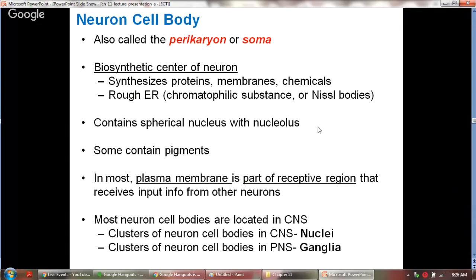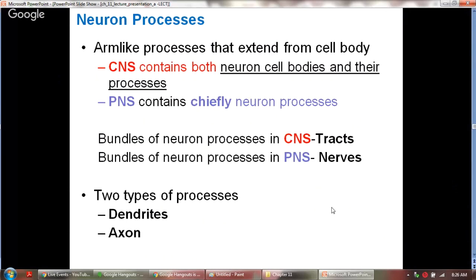And in most, the cell body plasma membrane is part of the receptive region that receives signals and information from other neurons. Most neuron cell bodies are located in the central nervous system. We call a cluster of neuron cell bodies in the central nervous system nuclei, and a cluster located in the peripheral nervous system we call ganglia. You will encounter these names as you read the chapter.